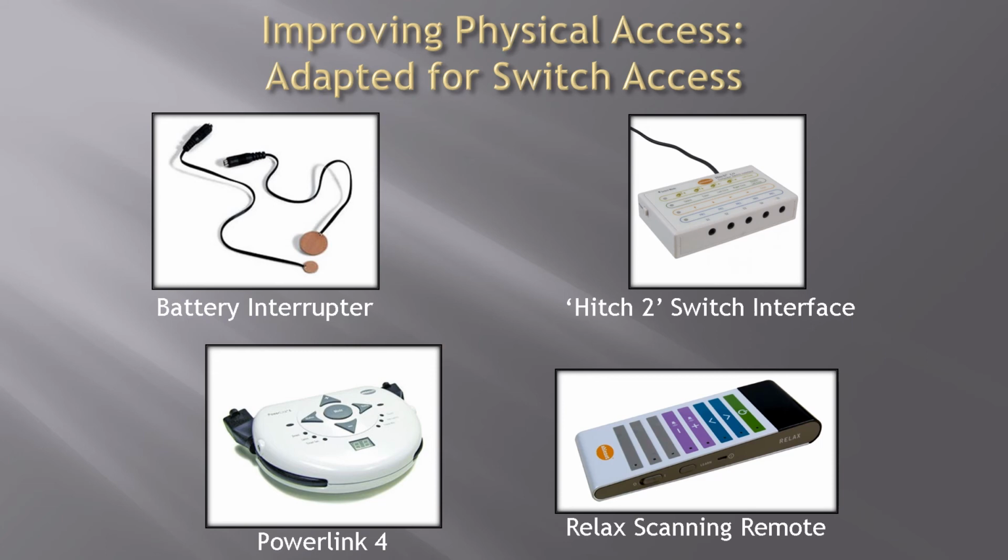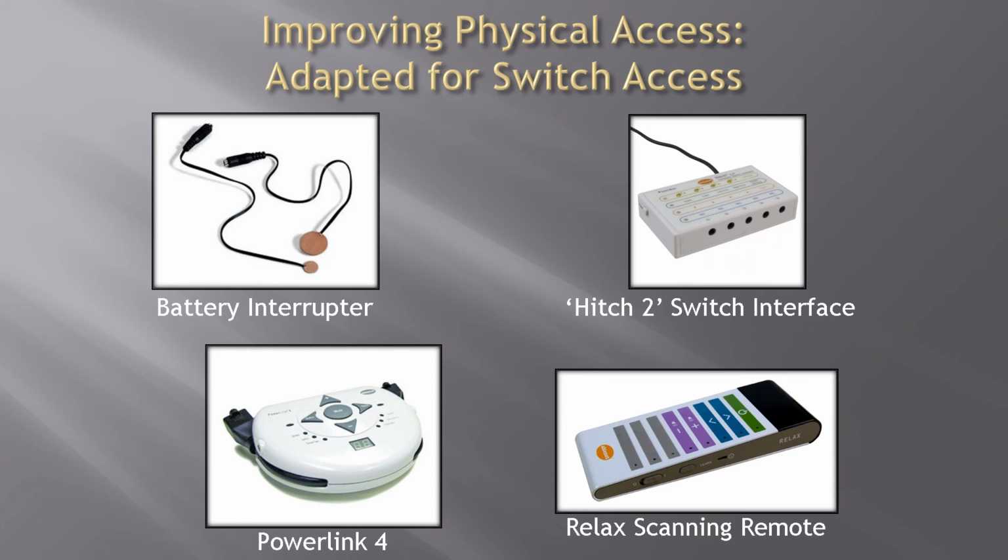The copper plate at one end of the cable is slid in between the flat end of the battery and the spring inside the battery housing of your device, interrupting the flow of electricity. And then the user's switch is plugged into the jack at the other end of the cable. So, when they activate their switch, they complete the circuit and the batteries do their job activating the item.